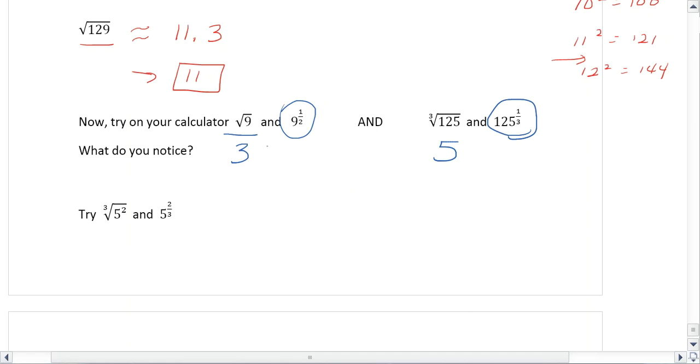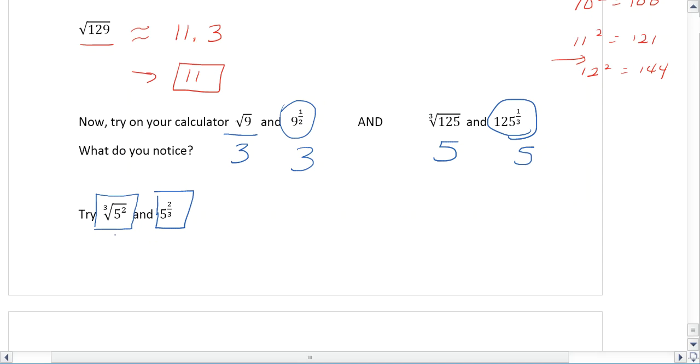So I hope you're noticing something. I hope you noticed that when you did the square root of 9, you got 3. And when you did 9 to the 1/2 power, you got 3. When you did the cube root of 125, you got 5. 125 to the 1/3 power also gives you 5. So there's a connection here we can make. Now try this one. Try the third root of 5 squared and 5 to the 2/3 power, and see what your calc says then. And I'm betting it's going to give you the same answer.